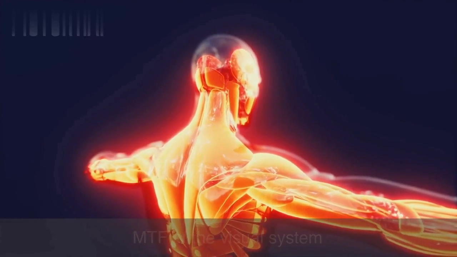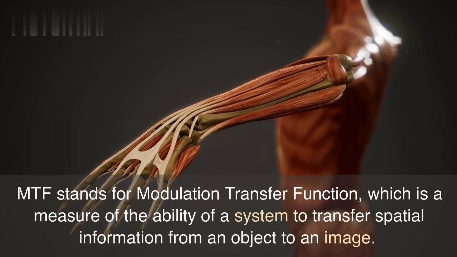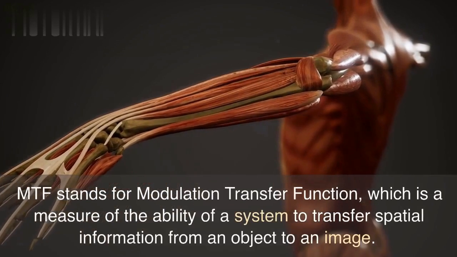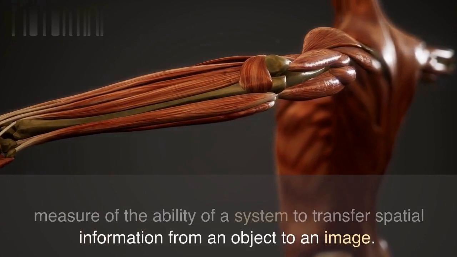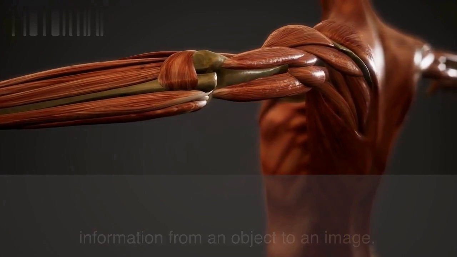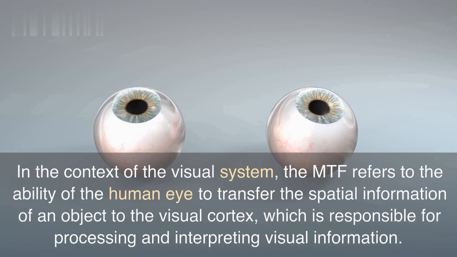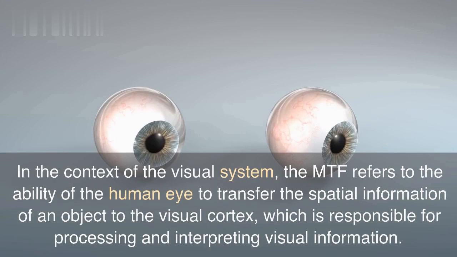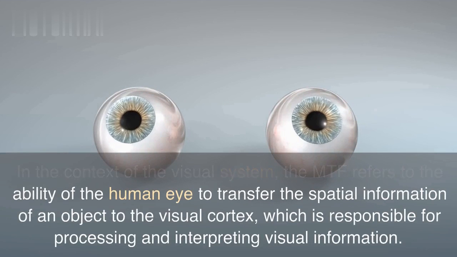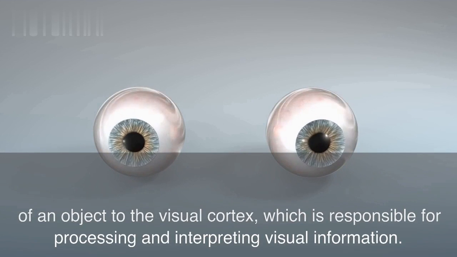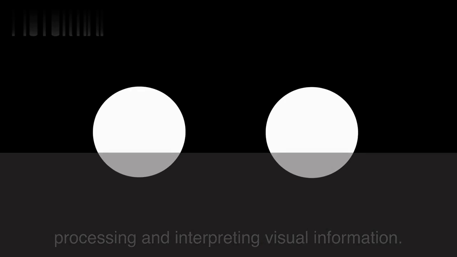MTF of the visual system. MTF stands for Modulation Transfer Function, which is a measure of the ability of a system to transfer spatial information from an object to an image. In the context of the visual system, the MTF refers to the ability of the human eye to transfer the spatial information of an object to the visual cortex, which is responsible for processing and interpreting visual information.